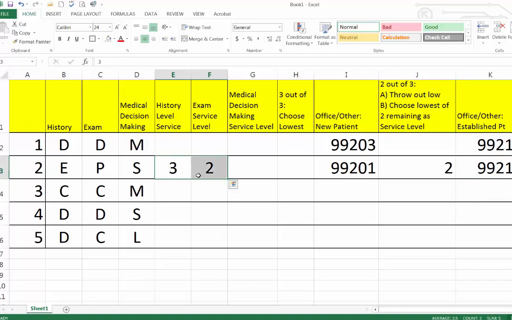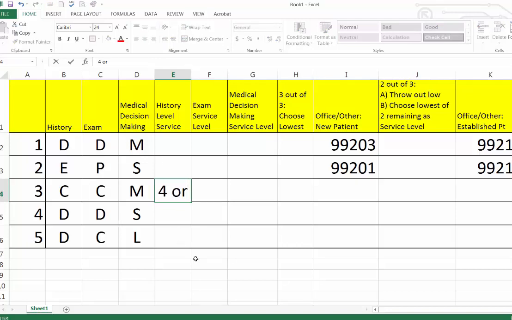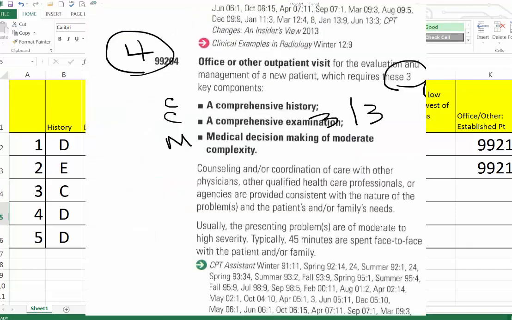Let's do another couple of examples. Back to established patient. Let us say that we have a comprehensive history, a comprehensive exam, and moderate decision making.